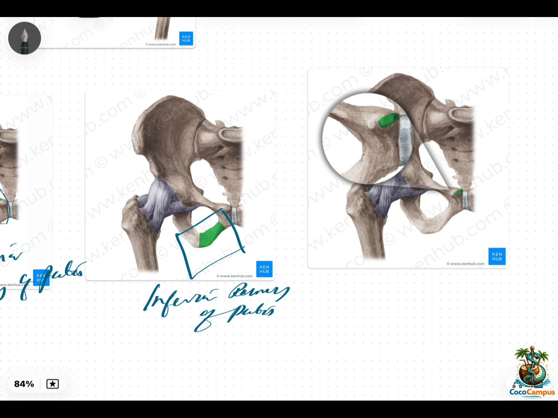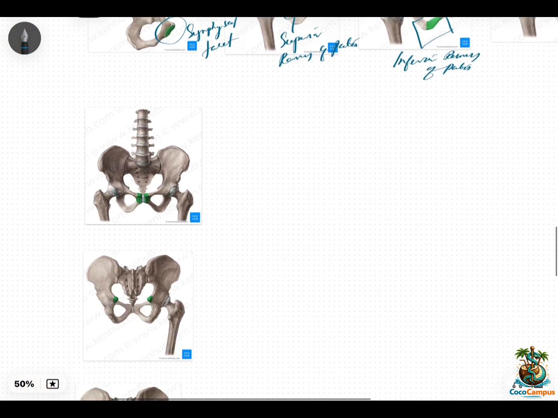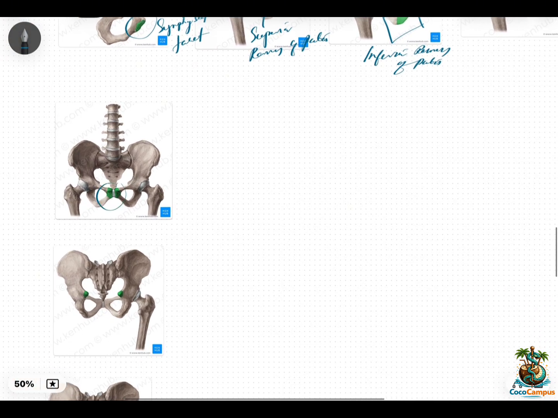Next, pubic crest. The superior border of the pubic body. Insertion point for the rectus abdominis, your six-pack muscles, and the conjoined tendon. Moving on, we have the pubic body. In the anatomical position, the pubic body and the ASIS lie in the same vertical plane. If they don't, the pelvis is tilted.